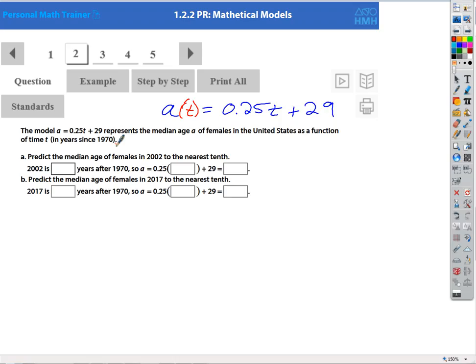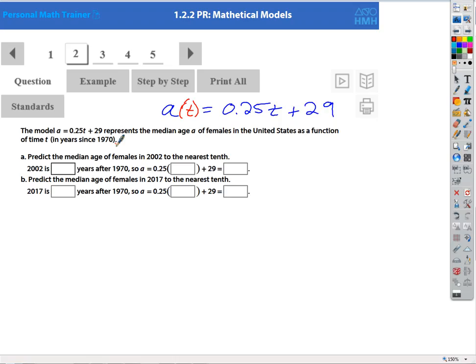0.25 times 32. You can tell me what that is. 0.25 times something, what's that really doing? Taking a quarter of it. Same thing as dividing by 4, right? So what's 1/4 or 0.25 of 32? 8 plus 29? 37. Right?